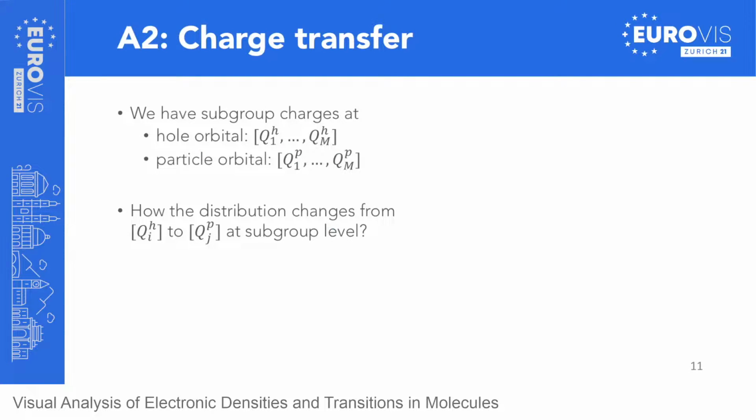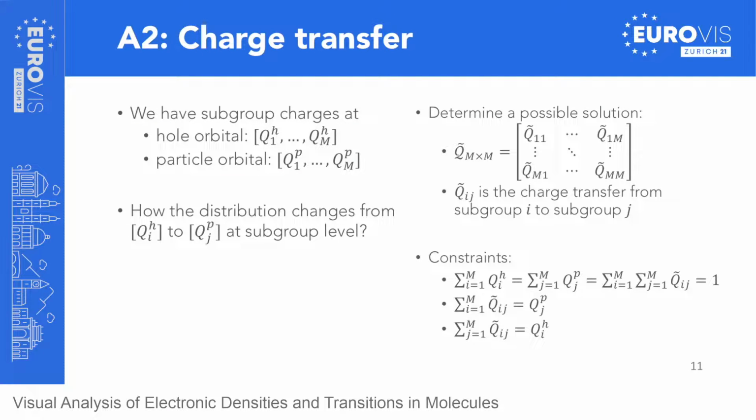Now we discuss the problem of the charge transfer, the second analysis task. So we are given two charge distributions, one at whole orbital and one at particle orbital. So now the question is how the distribution changes from the whole orbital to the particle orbital. So we have to determine one possible solution, which can be represented as an M by M matrix, where M is the number of subgroups. Each element in the matrix is the amount of charge transfer from subgroup I to subgroup J.